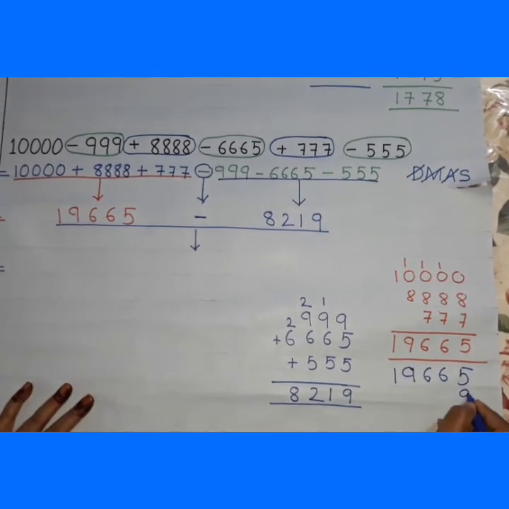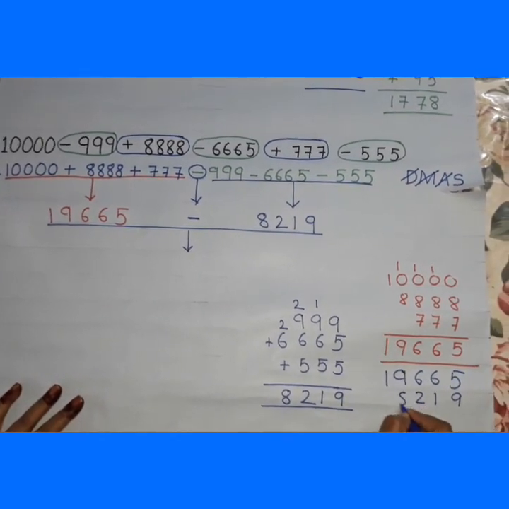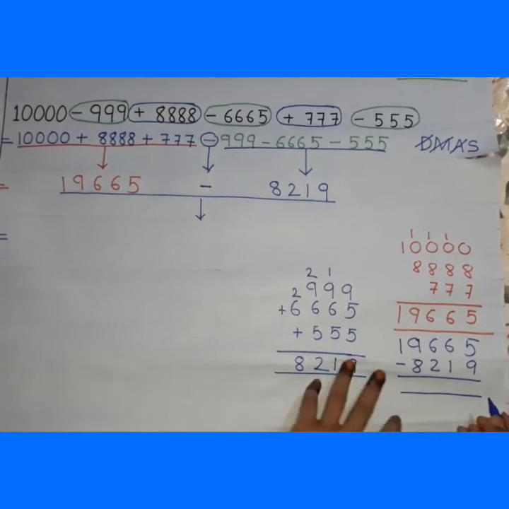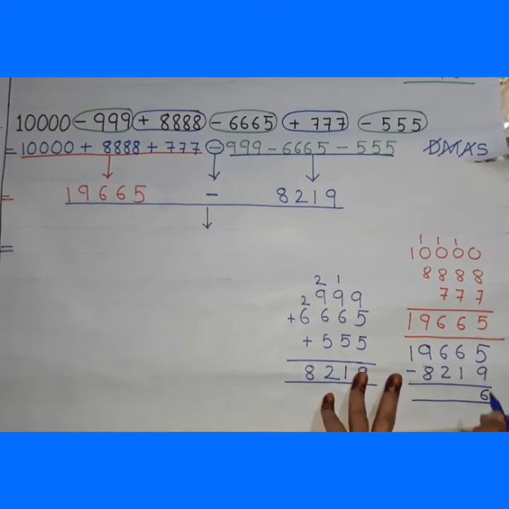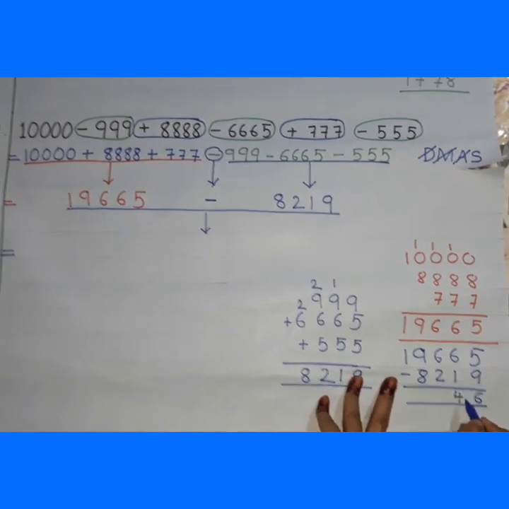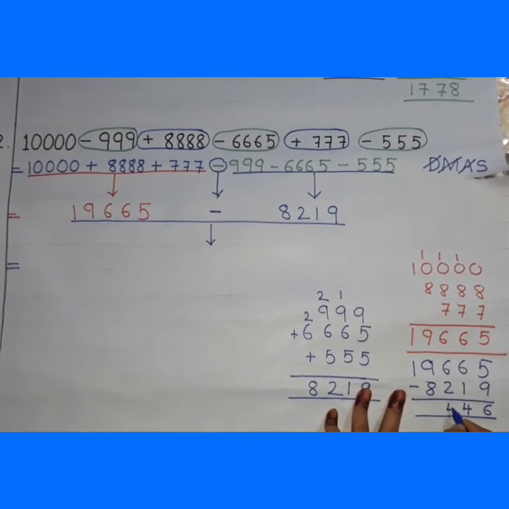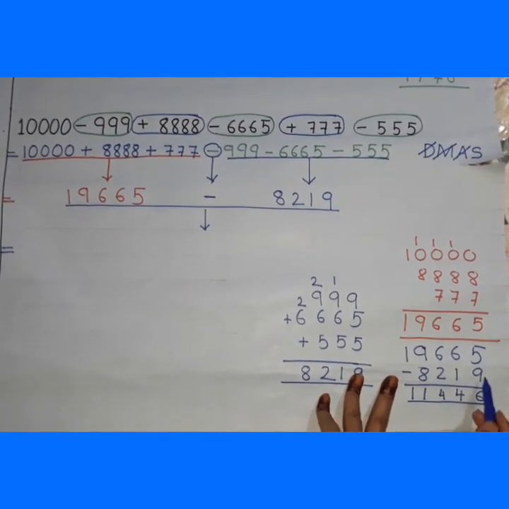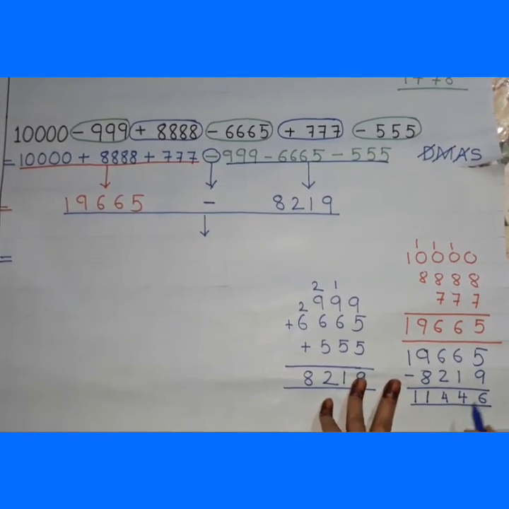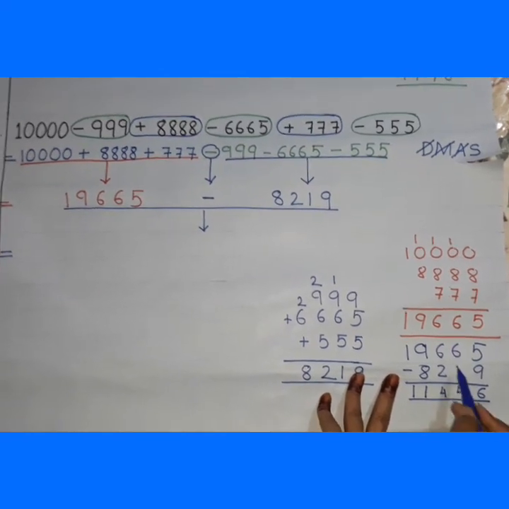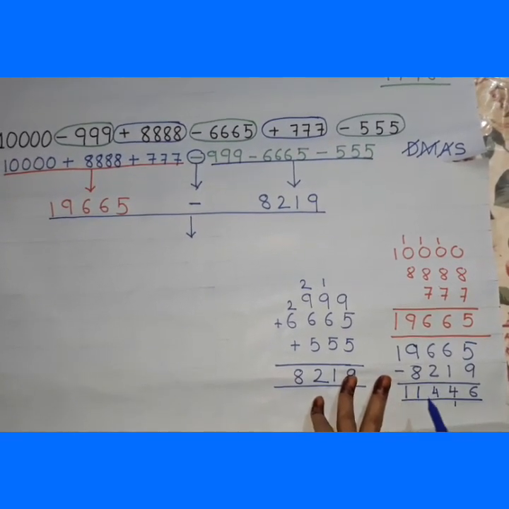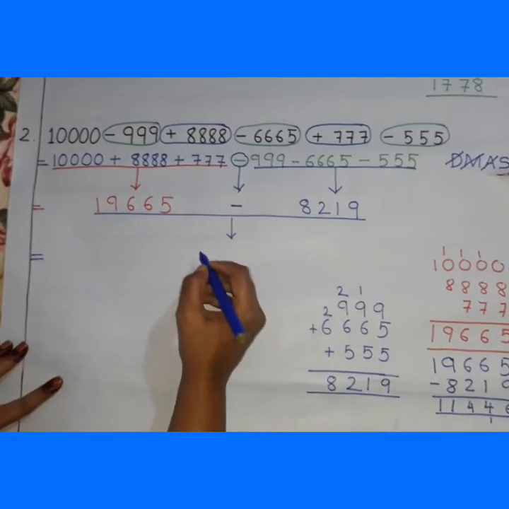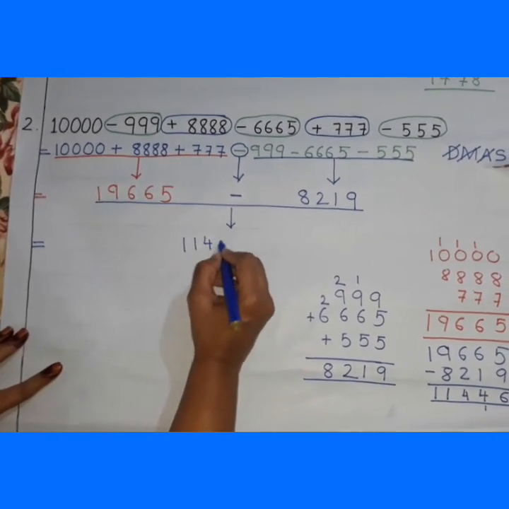19665 minus 9128. We are subtracting. 15 minus 9 is how much? 6. 5 minus 1, 4. Then 6 minus 2, 4. 9 minus 8, 1 and then 1. Let's check our answer. 9 plus 6, 15. 5 carry over 1. 4, 5, 6. 4 plus 2, 6. 8 plus 1, 9. 1 plus nothing, 1. Yes, it is correct. So, we will write this answer here.